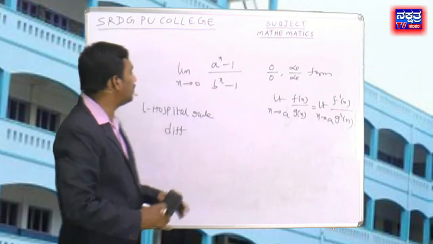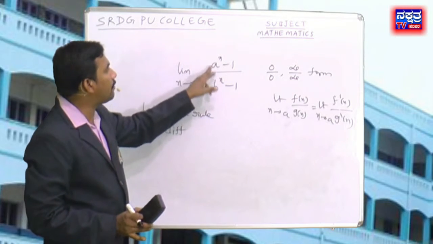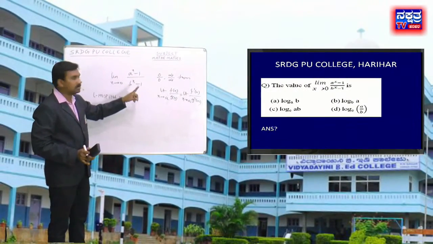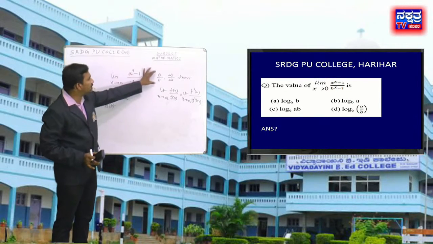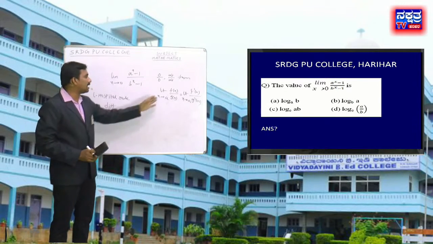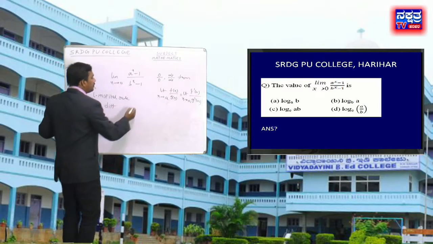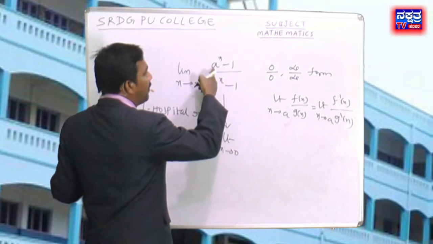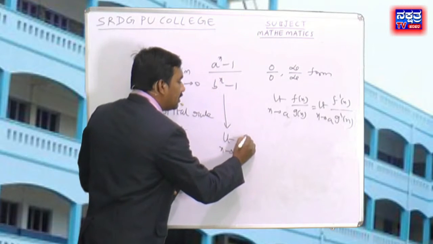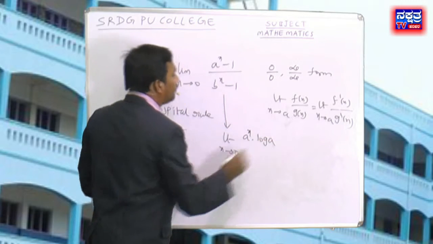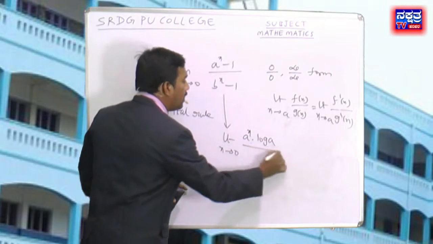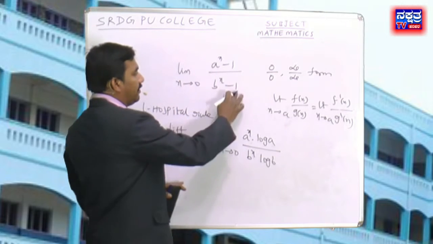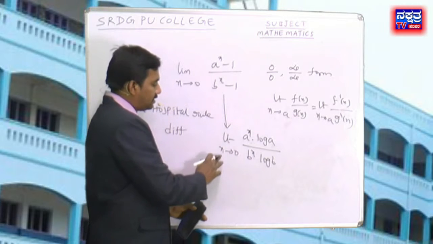If you follow that method and apply x equal to 0 here, a power 0 is 1, 1 minus 1 is 0, b power 0 is 1, 1 minus 1 is 0. Clearly it is 0 by 0 form, so that's why we can go with the L'Hospital rule. If you apply it, we get limit x tends to 0, a power x derivative, that is a power x into log a, and the derivative of 1 is 0. The b power x derivative is b power x into log b, and the derivative of 1 is 0. Now again you apply x equal to 0.